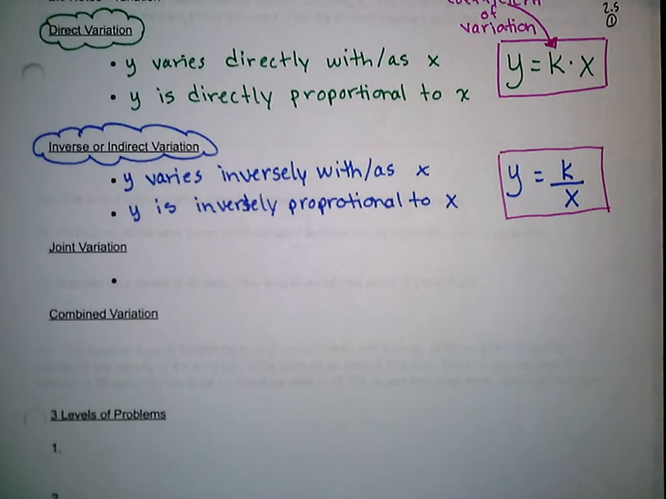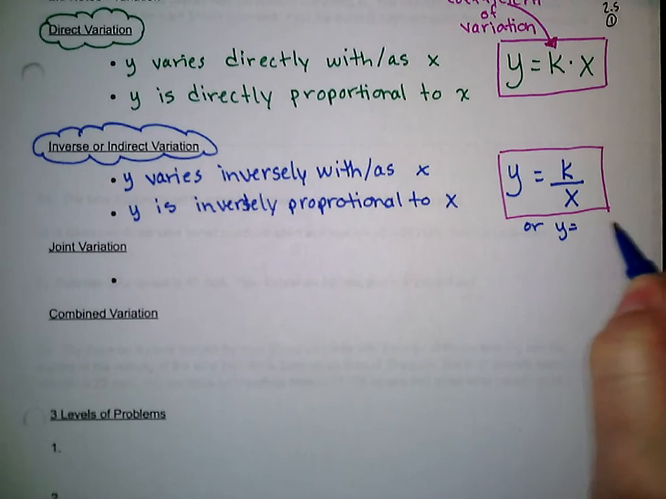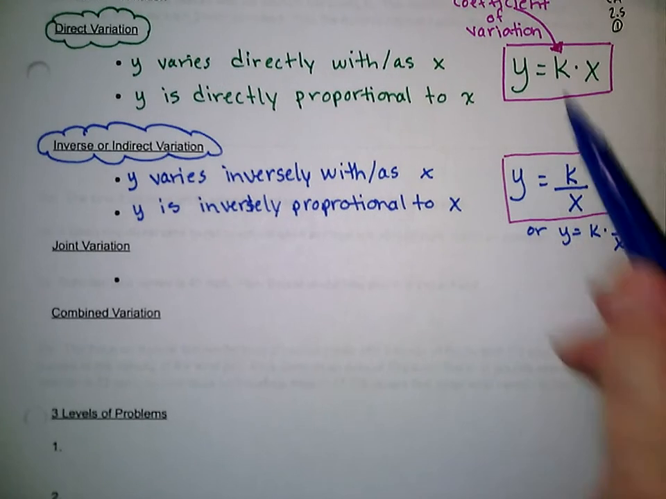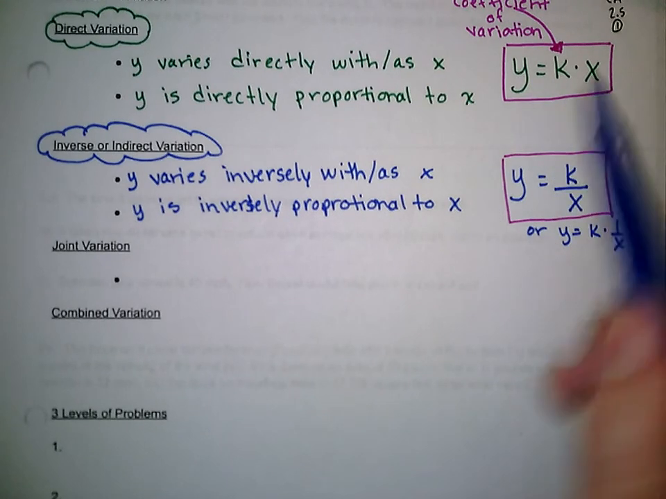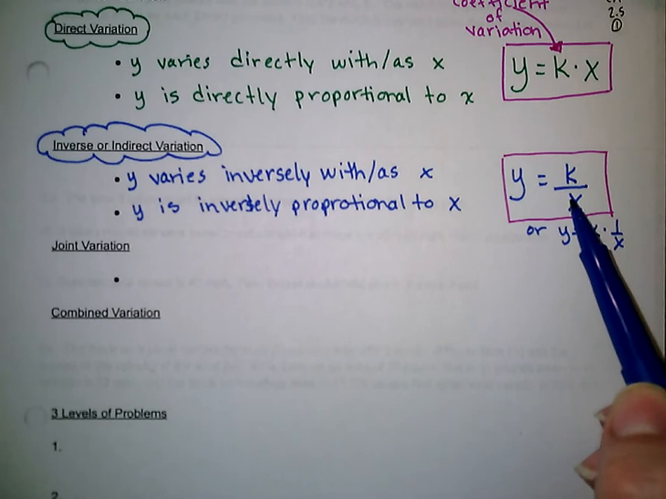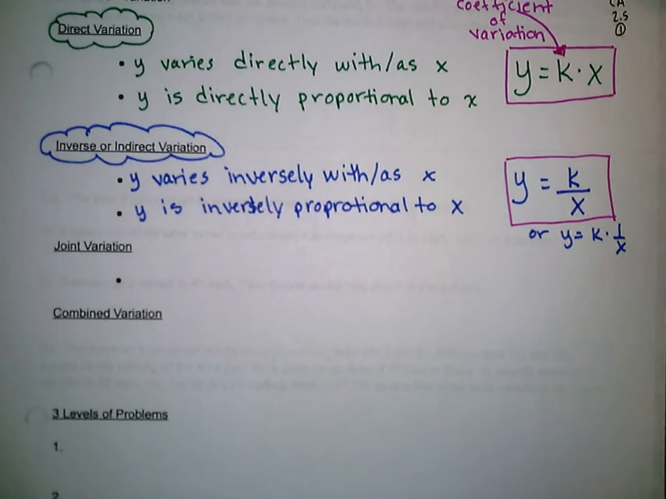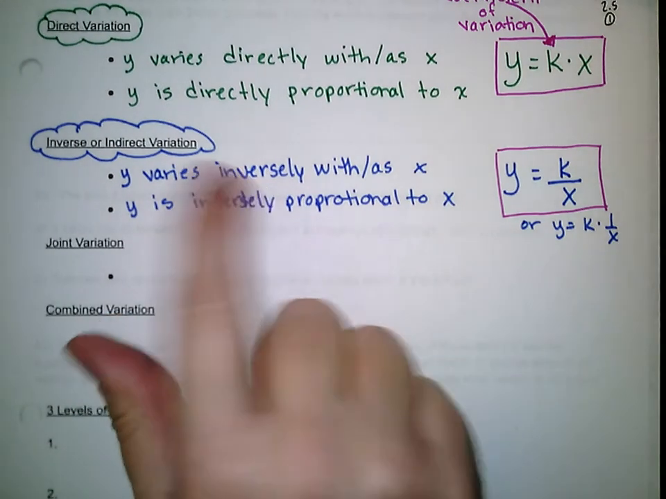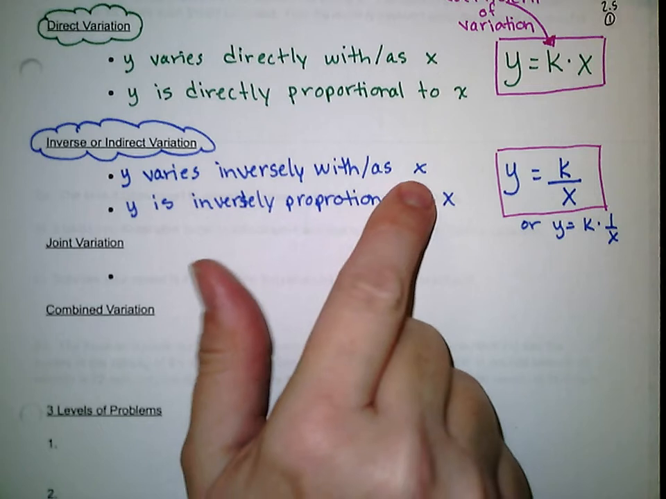You could also see it written as y equals k times 1 over x. So I think of indirect, like remember direct was directly across the equal sign. Indirect, the variable goes in the denominator. So whenever we see the word indirect, that next variable is going to go into the denominator, or inversely. So y varies inversely, the x goes in the denominator.